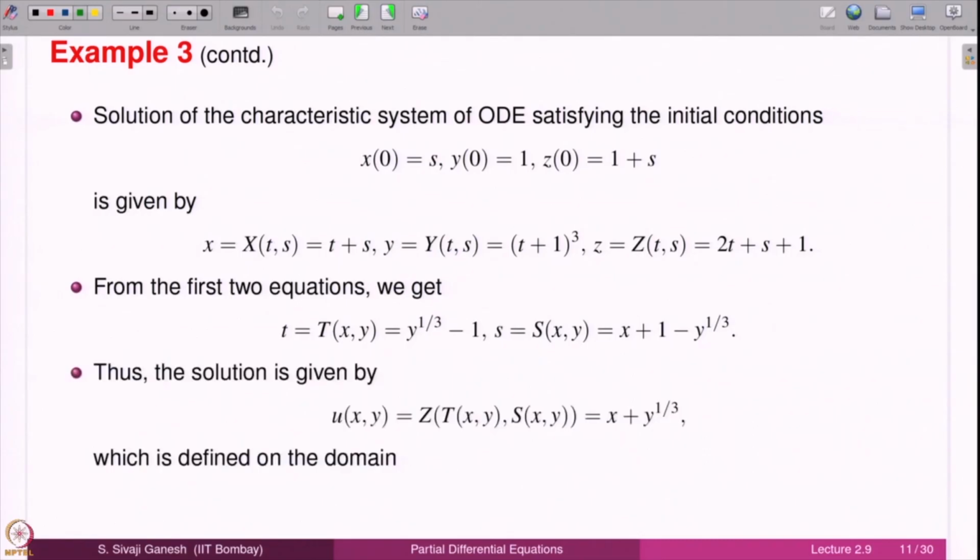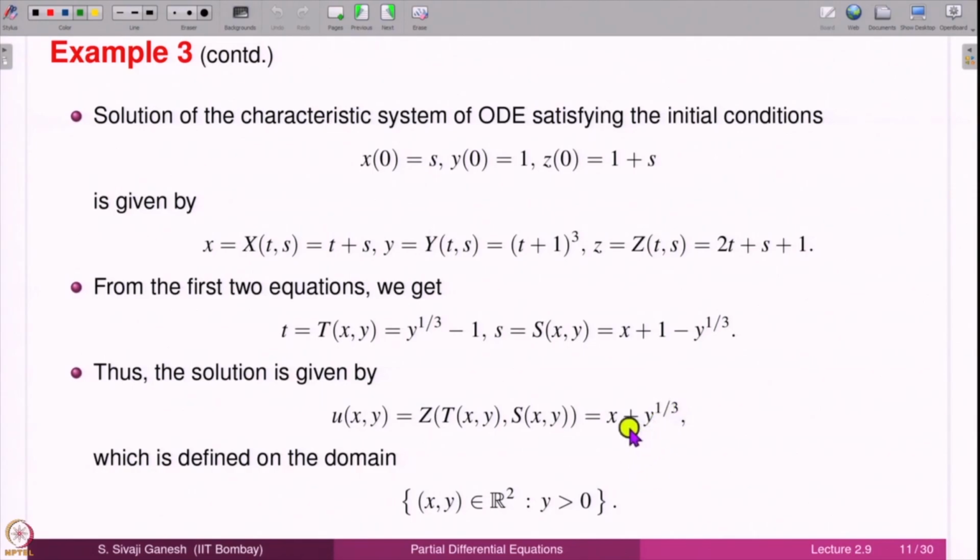In fact, for t you use this equation because it does not have s. So from here we get t, once you get t substitute here and you get s, that is why we got this. Now go back and substitute in this formula, x plus y power 1 by 3, and where is it defined? It is defined everywhere in R2, because this is just the cube root of y, right, the cube root of any real number makes sense.